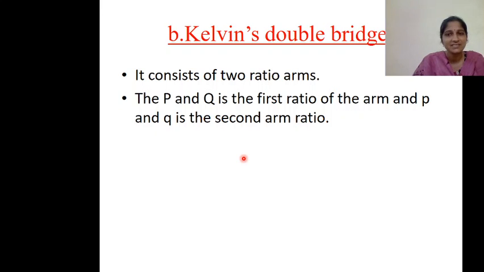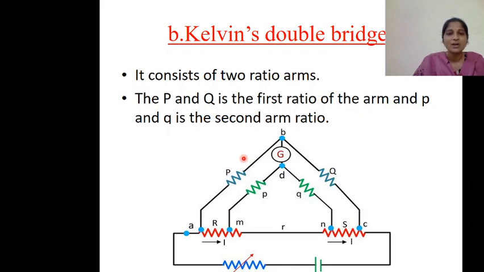Capital P and capital Q is the first ratio arm, and small p and small q is the second ratio arm. If you observe in this diagram, capital P, capital Q is the first ratio arm, small p, small q is the second ratio arm, and small r is the lead resistance. So you need to solve this bridge. This bridge will be balanced when the galvanometer indicates 0, when the galvanometer shows null deflection.